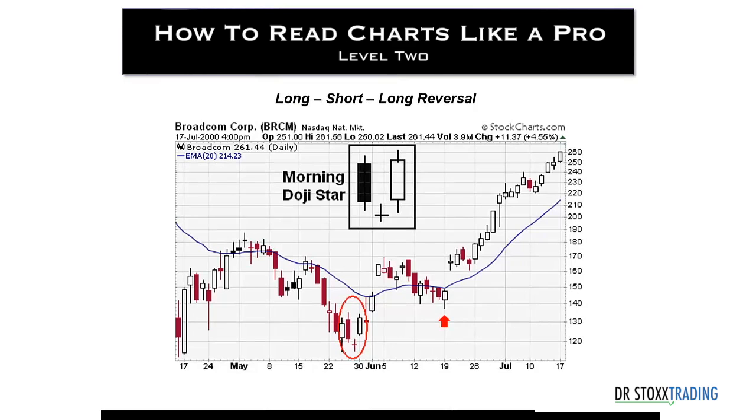On the next slide, I had to show a chart for this one. I couldn't find a decent graphic for this formation. This is the morning doji star formation. It goes by a couple of other names too. It doesn't really matter.